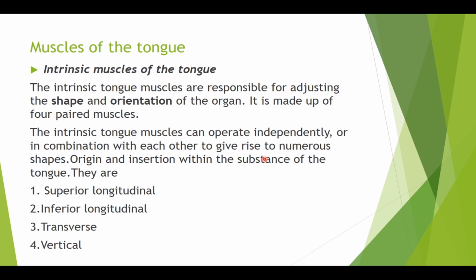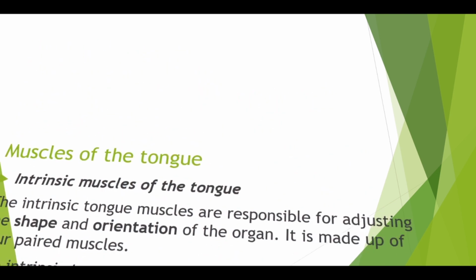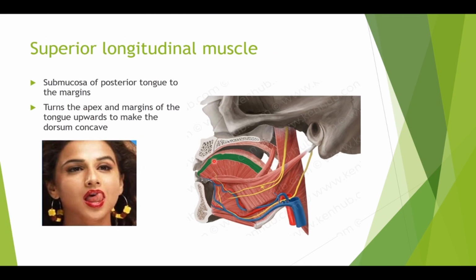As we have already seen in the cross-sectional view, these are of four types: superior longitudinal. This is the superior longitudinal muscle arising from the submucosa of the posterior tongue and going to the margins. This turns the apex and margins of the tongue upwards to make the dorsum concave. As you can see here in the rolling up movement in this picture, it makes the dorsum concave.